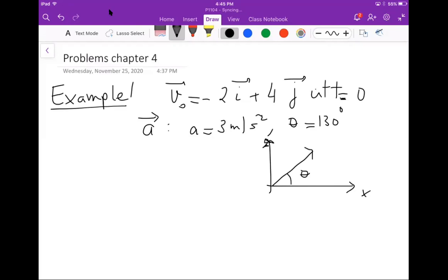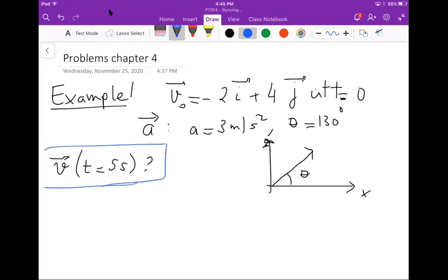What is the particle's velocity v? So the question is, what is v at the time t equals 5 seconds? This is the question. Okay, let's see what we have. So we need to get the equation of the velocity v.